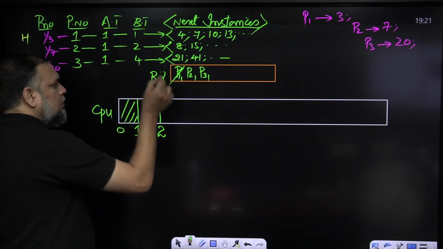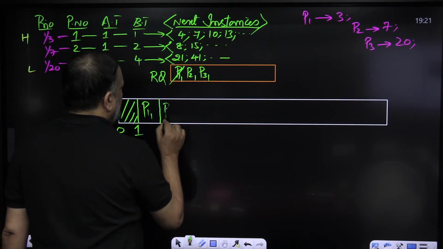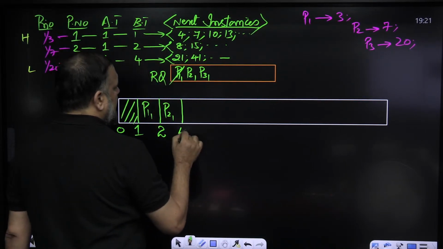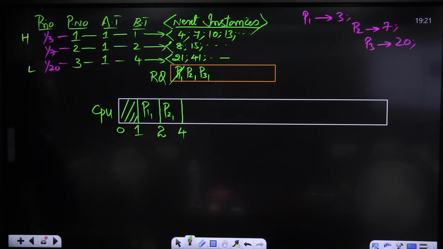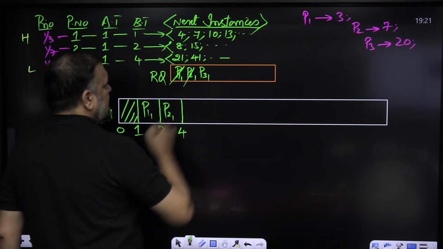इसके बाद कौन शेड्यूल होगा? P2 and P3 में हायर प्रायोरिटी है P2 की. P2 first instance will run, कितने टाइम के लिए रन करेगा? 2 यूनिट्स. So at time 4 P2 is going to complete. So P2 first instance is over.